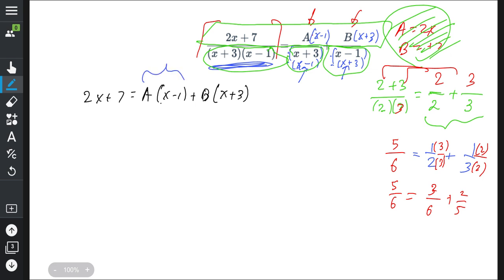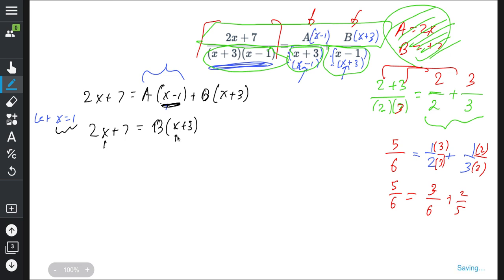We're going to say let X equal 1. Why 1? Because when I make X equal 1, this becomes 0. So the A disappears. When we let X be 1, then we have this equation, 2x plus 7 equals B times x plus 3, because we've just made this 0. But since we were just saying x is 1, let's go ahead and make x 1.